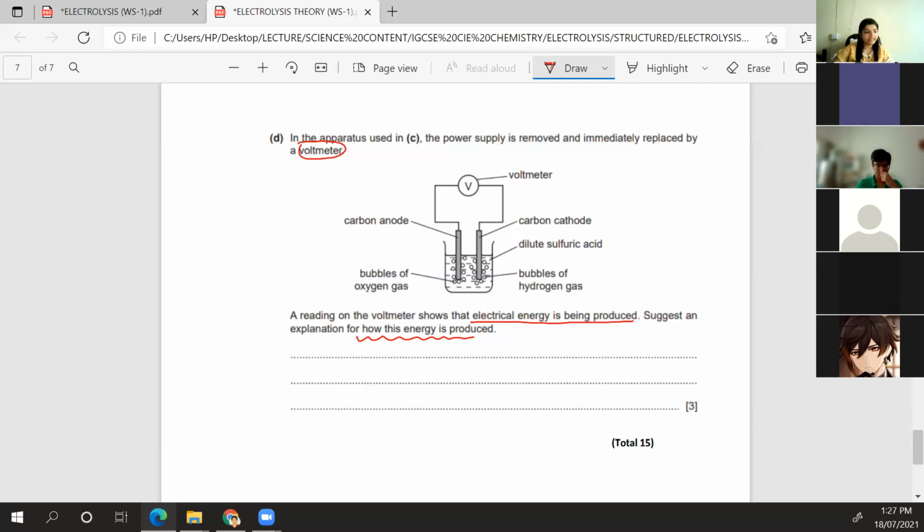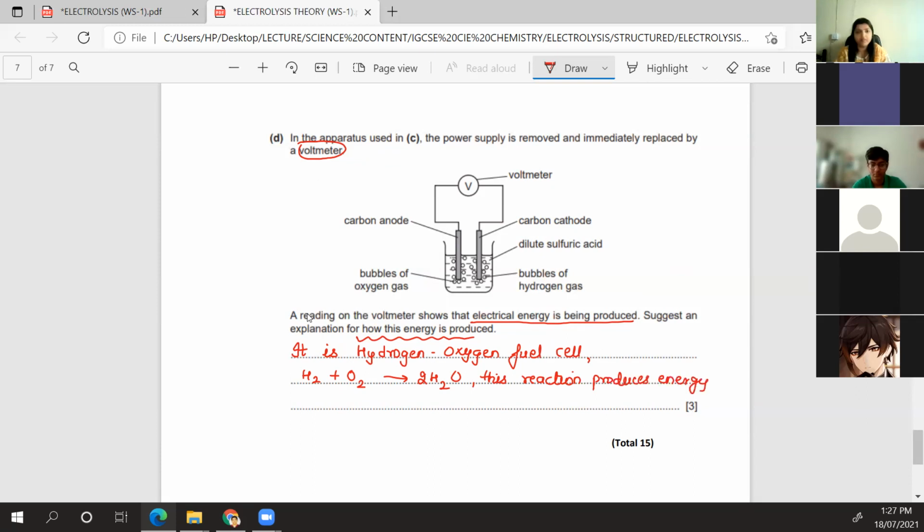So over here, what we are going to write is that it is a hydrogen oxygen fuel cell, where H2 reacts with oxygen to produce water. So H2 plus O2 produces water, and this reaction produces energy. And it is an exothermic process. So over here, you know what is happening?